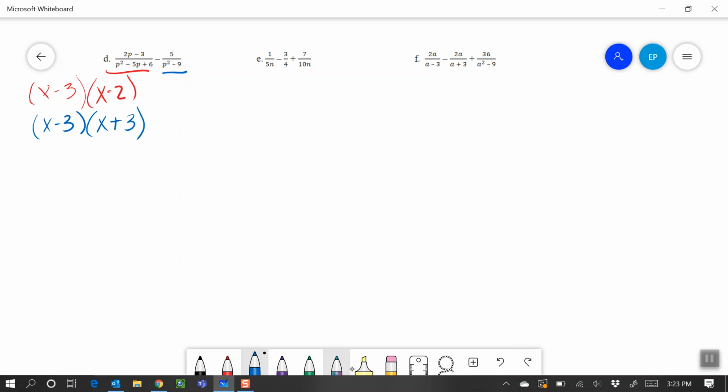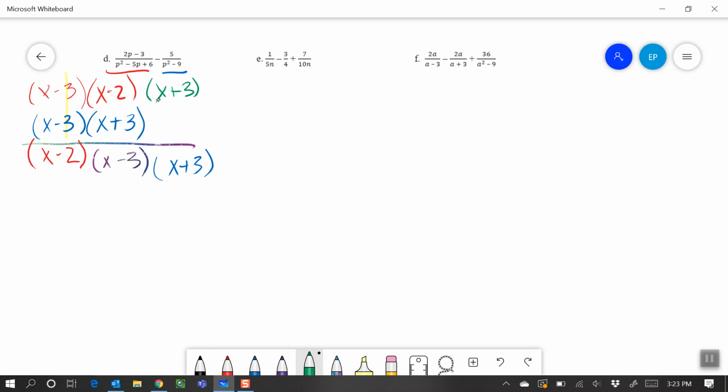So the same, highlight it. What's different? So common denominator, the same, is going to be x minus 3, missing the x plus 3, and I'm missing the x minus 2. So on the top, I'm going to have to multiply on the top by x plus 3, because I'm missing the blue part, and on the bottom I need to multiply by x minus 2.